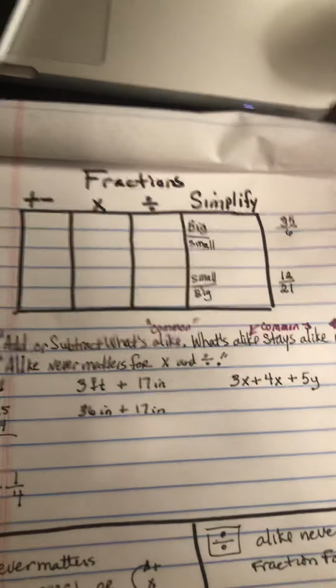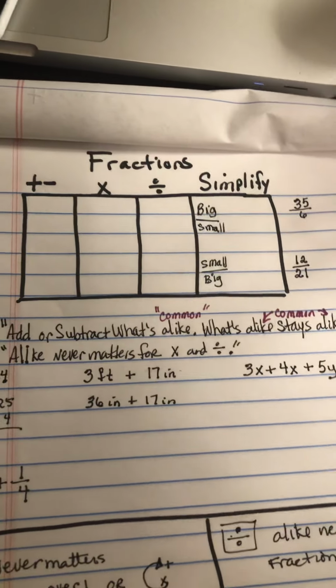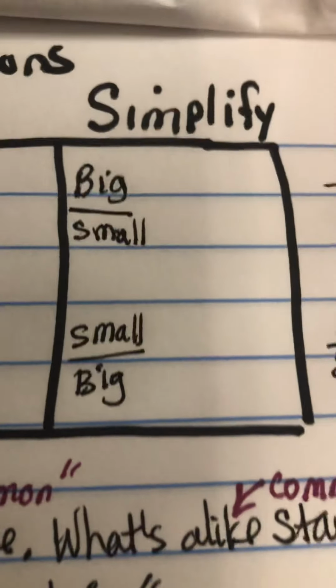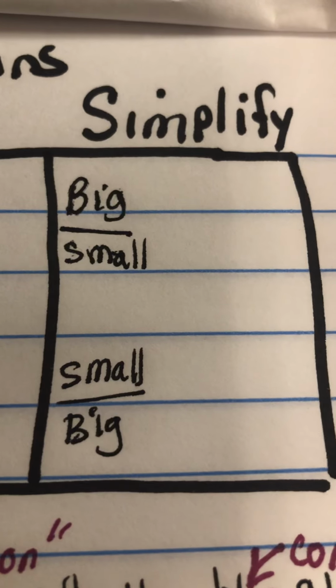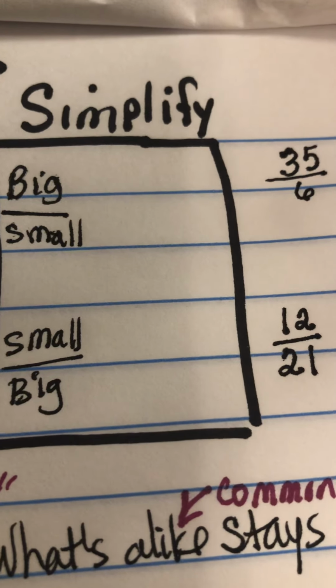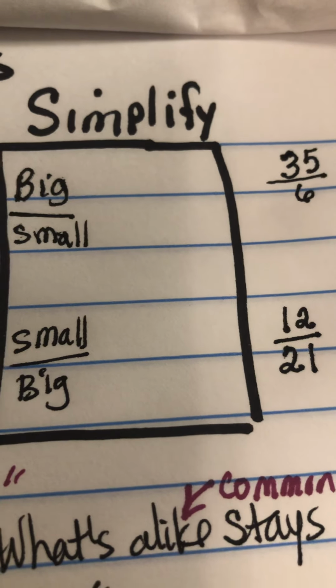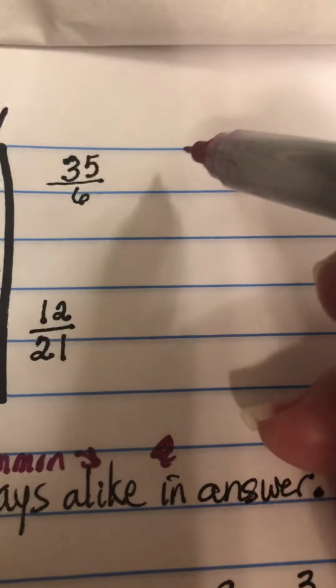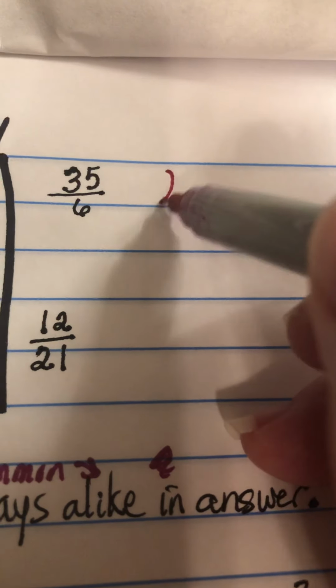Okay, so here's a little lesson on fractions. One of the things that we're going to work on first is how do we simplify a fraction? And it's different depending on what the fraction looks like. If the big number is on top and the small number is on the bottom, then we need to think division. The top number divided by the bottom number.